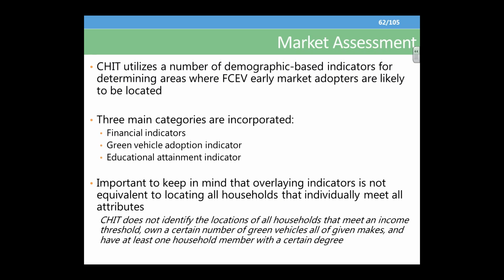It's important to keep in mind that we're overlaying these indicators, but we're not necessarily saying that in that process we're finding all the households where everybody makes a certain amount of money and owns at least one green vehicle and has a certain degree. What we're doing is we're looking at the spatial patterns of these individual indicators, and where they're matching up in terms of peaks. That's where you might have a higher market.